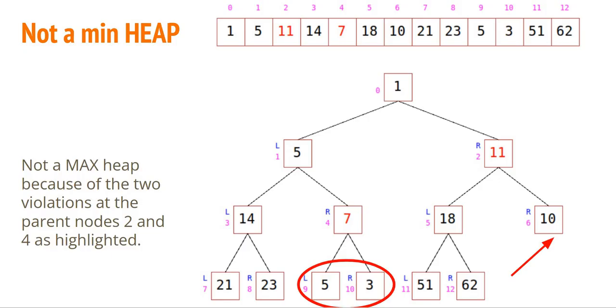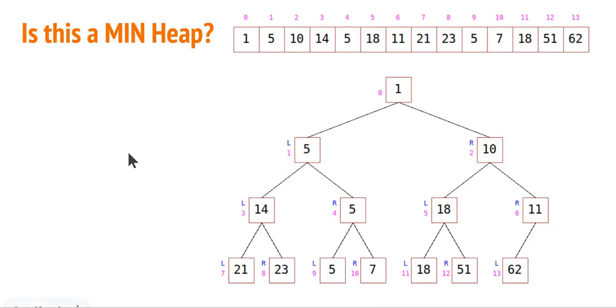Now, this is not a min heap because there are two violations here. In fact, I marked them in red. This parent here is bigger than the child. That's not allowed. This parent here is also bigger than both its children. So that's also not allowed. Because of 7 here and 5 and 3, although every other node was satisfying the min heap property, this is not a min heap. Now, before wrapping this up, let me give you a small puzzle.